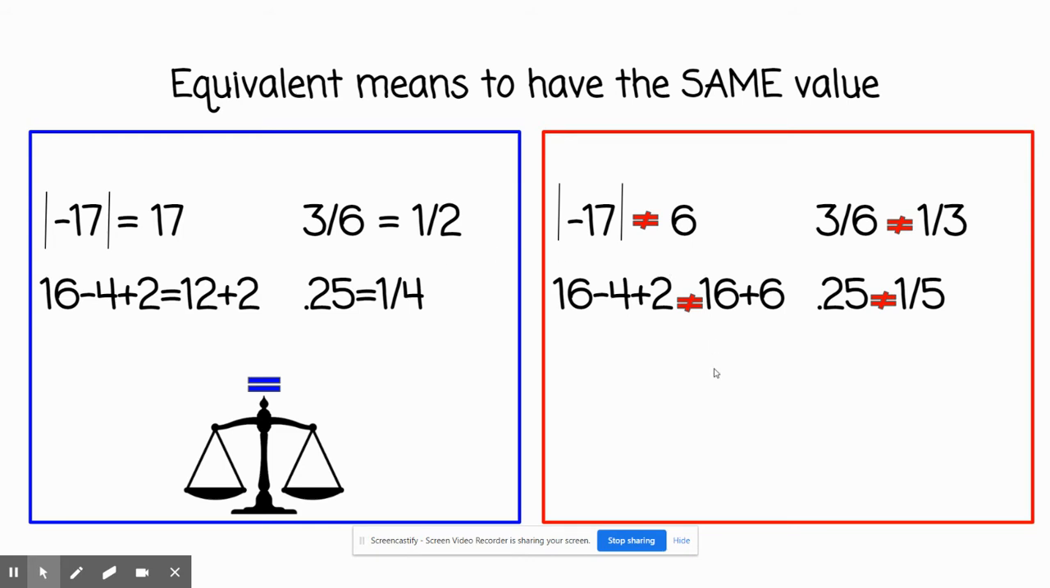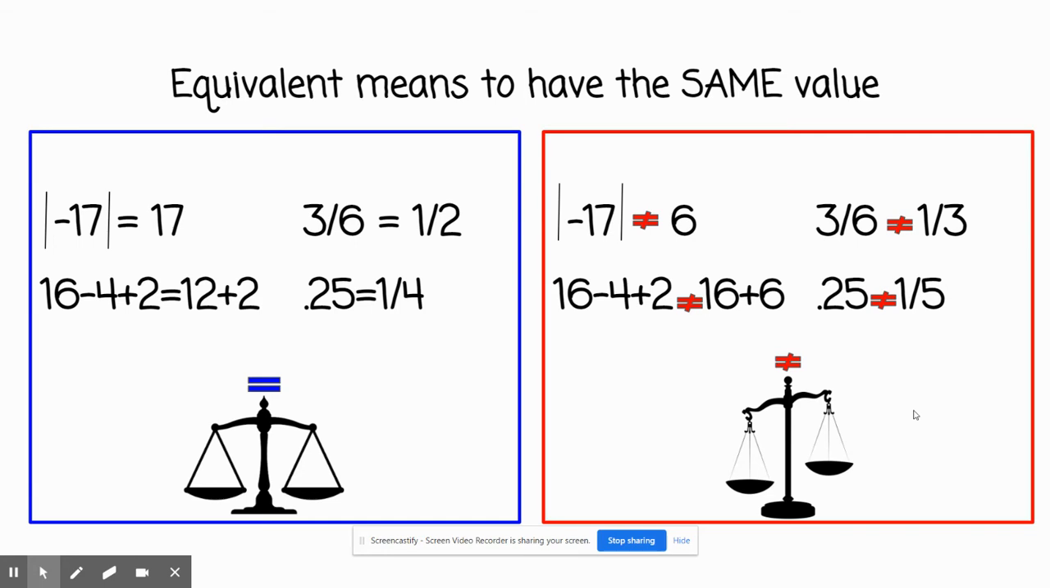Now, if you look over here in the red square, you can see we have some things that are not equivalent. So the absolute value of -7 is not equivalent to 6. 3/6 is not equivalent to 1/3. And so when you think of a scale, you can look at it as a scale that is not balanced. That means one side either has a larger or smaller value than the other. And so we can think of that as not equivalent or not equal.